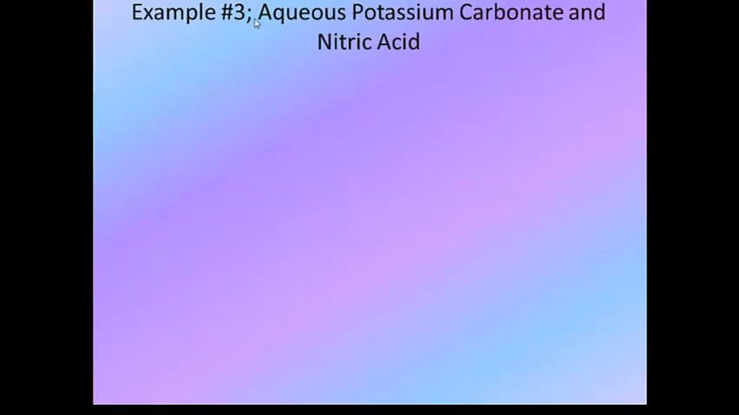Example number 3. And again, this is a gas producer because these are the toughest to recognize. My molecular equation, potassium carbonate. Okay, so my voice inside my head says, remember that any carbonate plus an acid will be a gas producer. Well, this is a carbonate and an acid. So here are my reactants. It's a double replacement reaction, a metathesis.